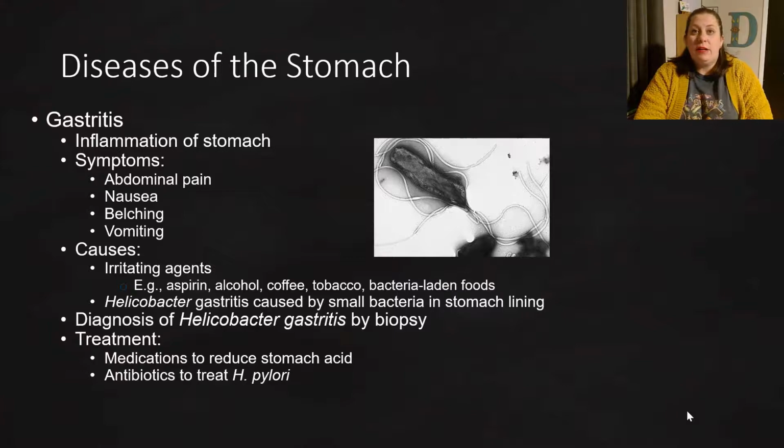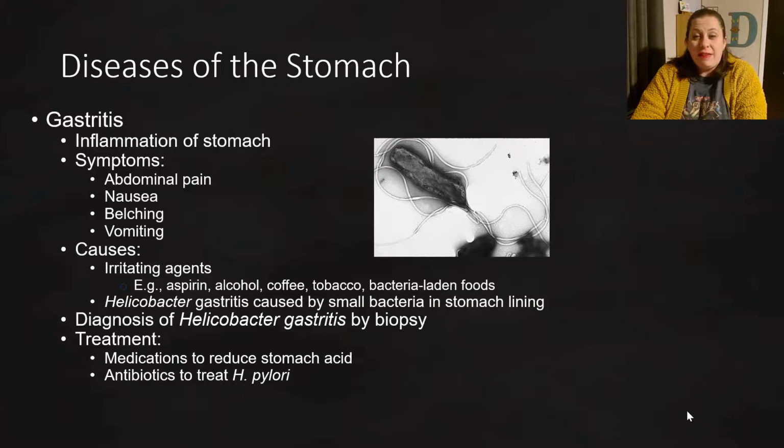All right, the last thing we're going to talk about in this part 1 is diseases of the stomach. We're going to hit on a few things with diseases of the stomach. So we see here gastritis. Gastritis is inflammation of the stomach itself. When we look at gastritis, some symptoms would be abdominal pain. You might have some nausea. There might be belching that occurs, and it could cause or induce vomiting.